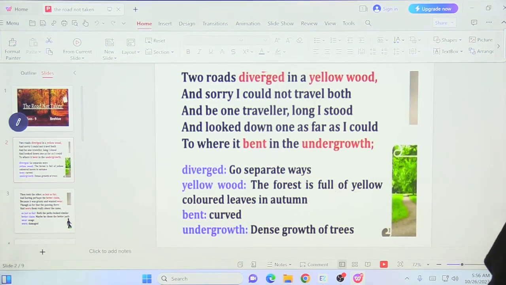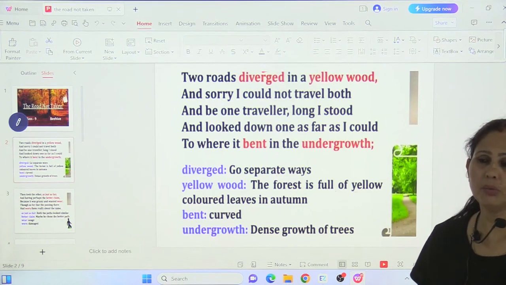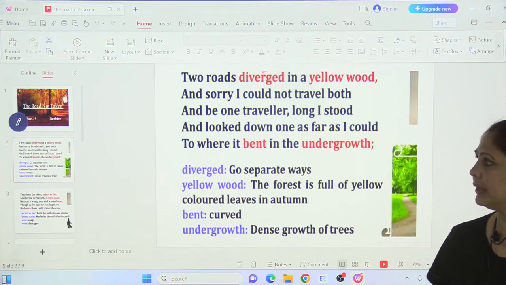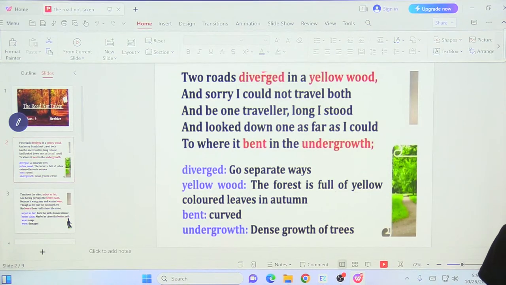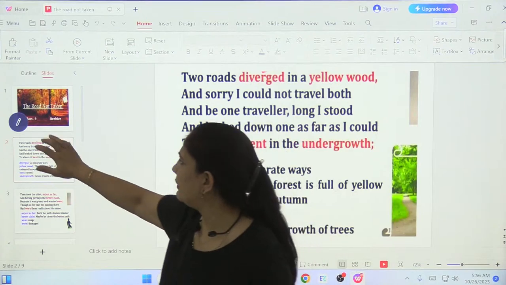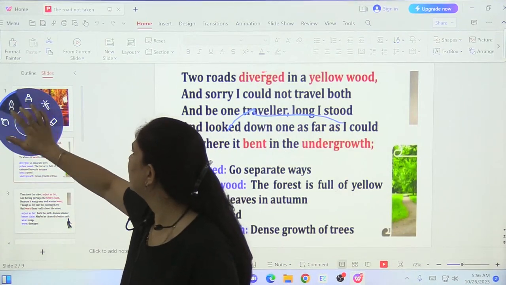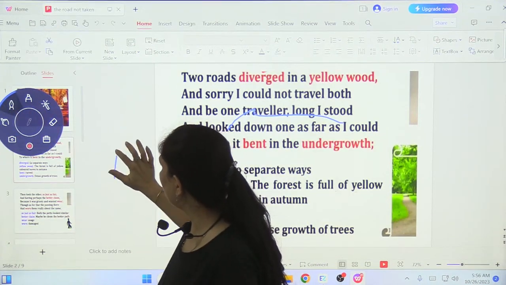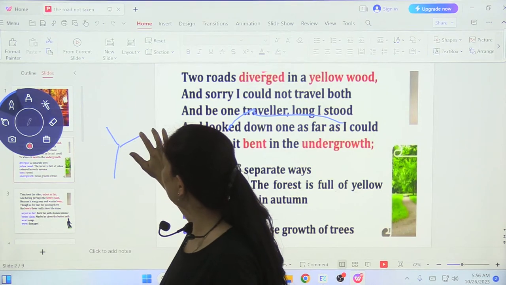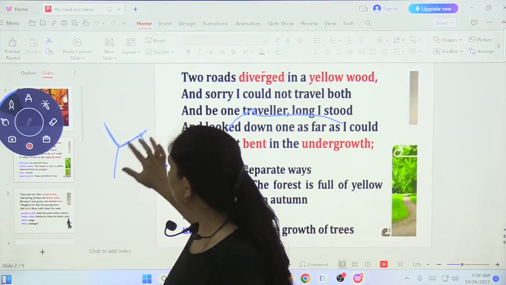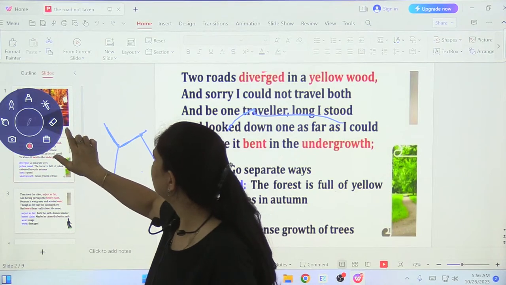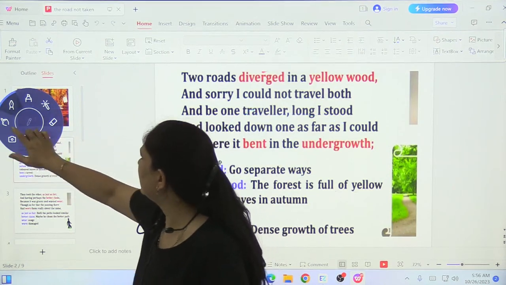Two roads diverged in a yellow wood. What is the meaning of diverged? Can anybody tell me? Divided. Very good. You can say divided or fork. Like there's a point where your road is going straight, and suddenly there are two turns like a fork. The road is forked, or it is divided.